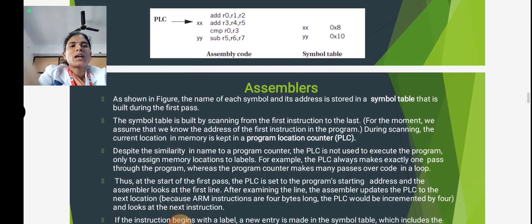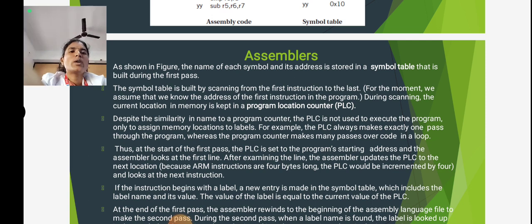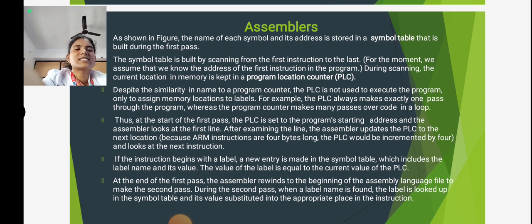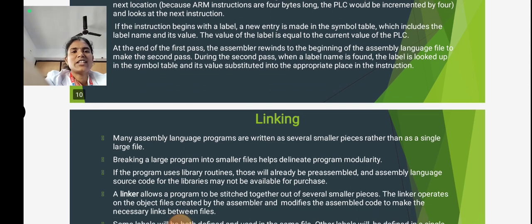Next, the symbol table is built by scanning from the first instruction to the last. Despite the similar name to the program counter, the PLC is not used to execute the program, only to assign memory locations to the labels. At the end of the first pass, the assembler rewinds to the beginning of the assembly language file to make the second pass. During the second pass, when a label name is found, the label is looked up in the same symbol table and its value substituted into the appropriate place in the instructions.